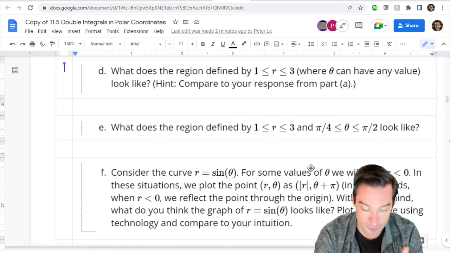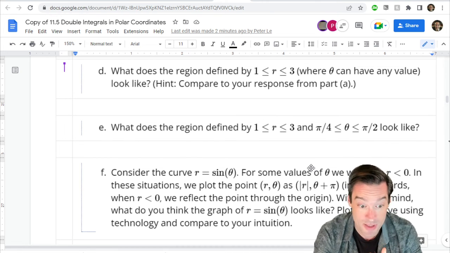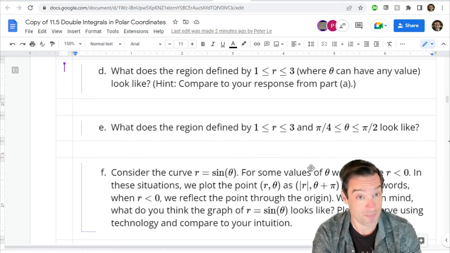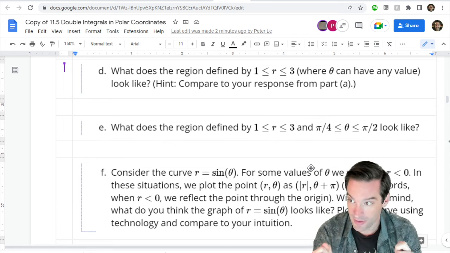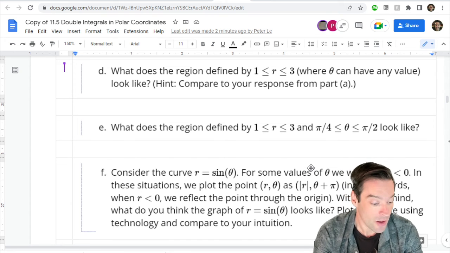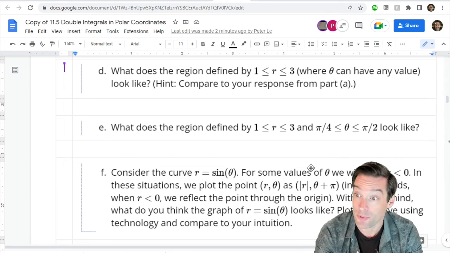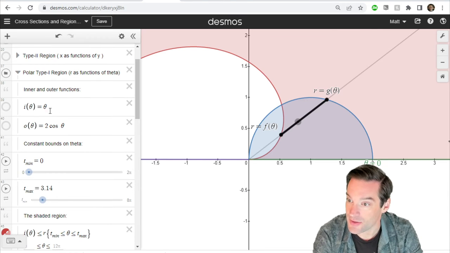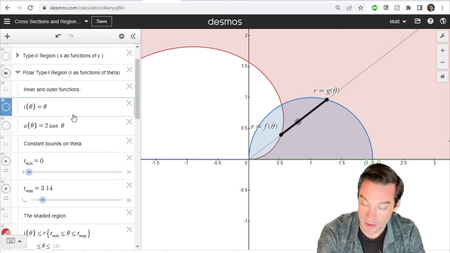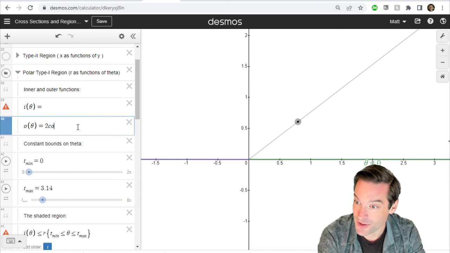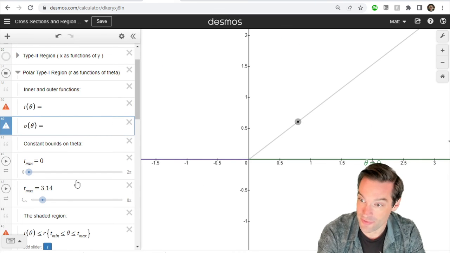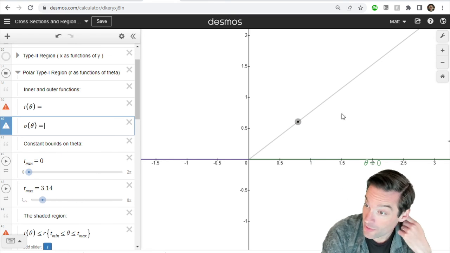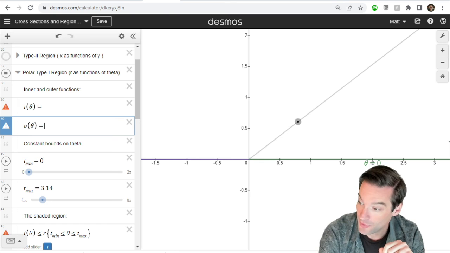So now we'll do parts D and E that just give us an opportunity to do some tape measuring. And so if I put an inequality on my r, or an inequality on both my r and theta, we'll figure out what kinds of regions that will describe inside of the xy plane. And so you can use, again, this tool to put your inner function and your outer function in here to be whatever you'd like, and then change the bounds on theta using these sliders, and you'll have a visualization of what that region looks like.